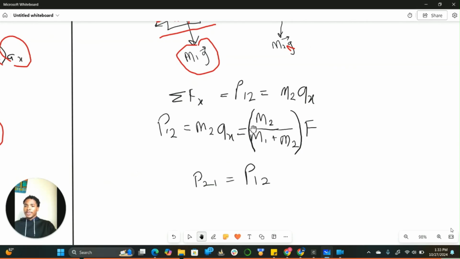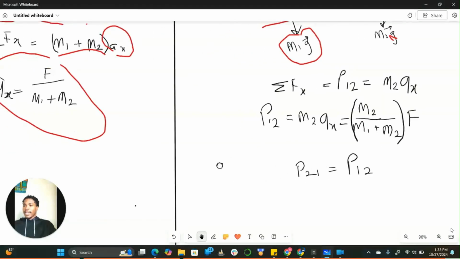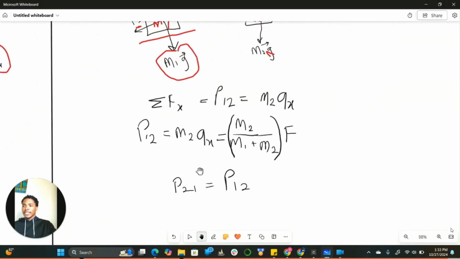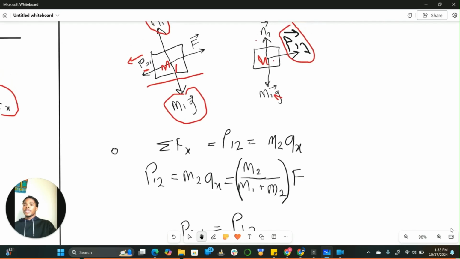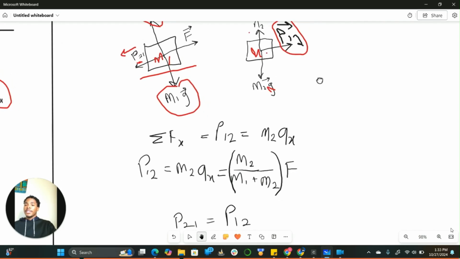Now, Newton's third law of motion states that action and reaction are equal and opposite. That means that P12 is equal to P21, because they're equal and opposite, and that gives us both P12 and P21.